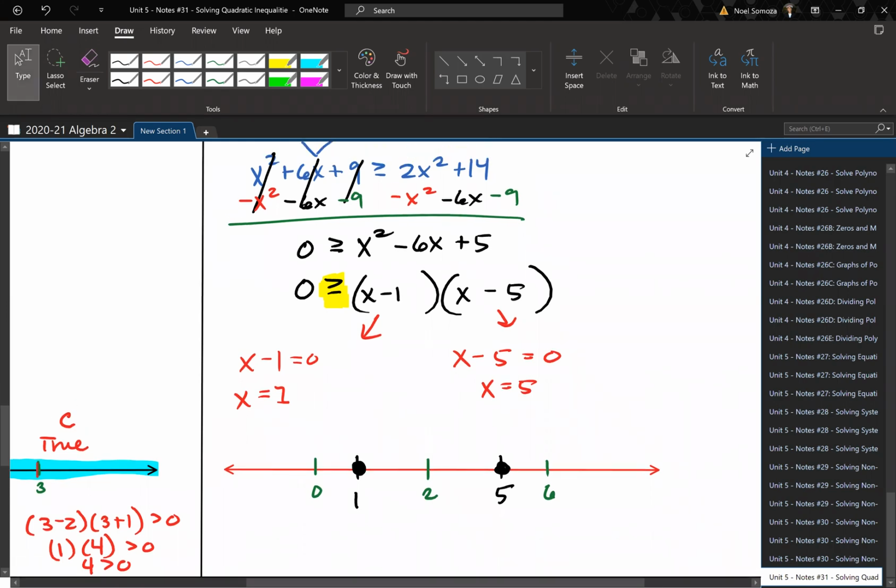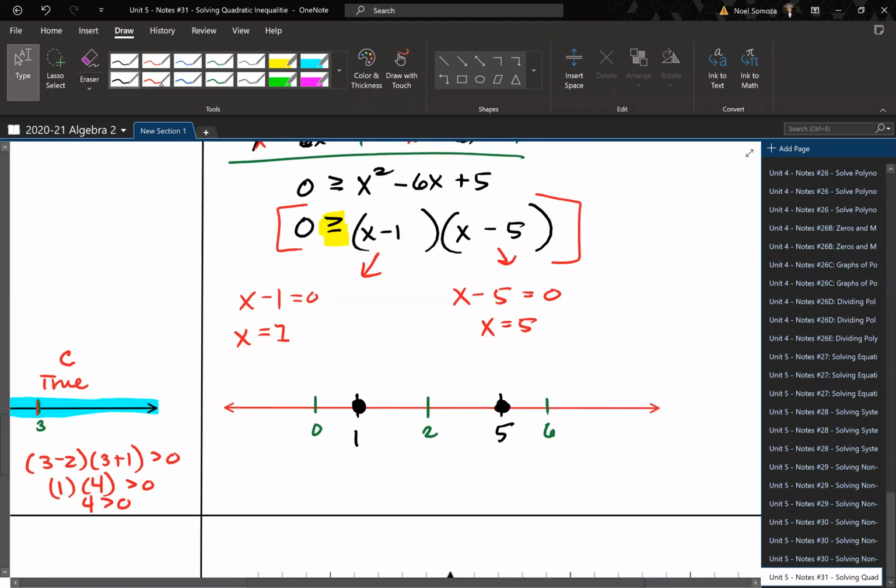So now we're going to test them once again into the factored version. It's the easiest one to test into. So let's try it. So we have 0 is greater than or equal to 0 minus 1 times 0 minus 5. 0 would be greater than or equal to negative 1 times a negative 5. So 0 greater than or equal to 5. Is that true or false? That's a false, right? 0 is not greater than 5. This is false. So this interval to the left of 1 does not get shaded.